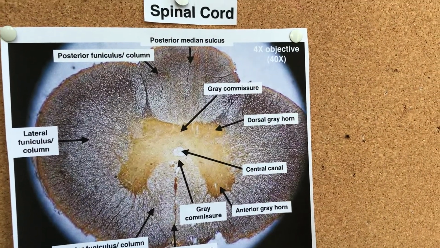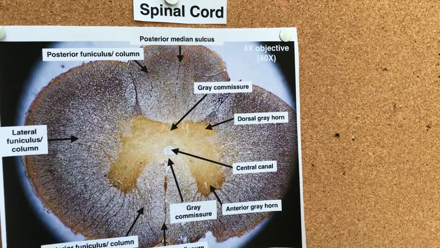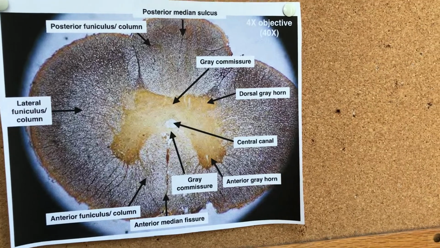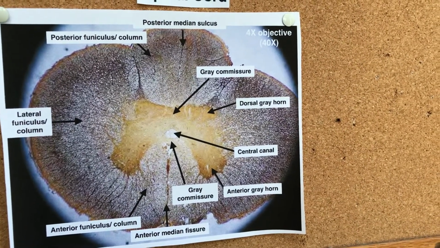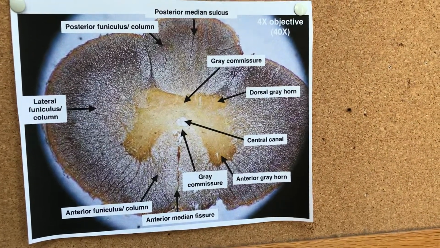The horns are going to be connected, they look sort of like a butterfly shape, and they're connected by a strip of tissue called the gray commissure. Commissural fibers allow the two sides to talk. And in the center of the gray commissure is the central canal, which will be filled with cerebrospinal fluid.